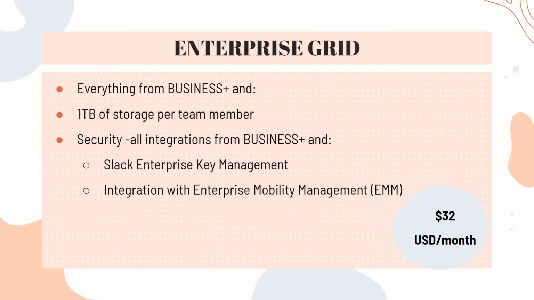And lastly, we have the Enterprise Grade plan. So you have everything from Business Plus, and each member of your team has 1 terabyte of storage. Additionally, for security, you have all integrations from Business Plus, and you also have Slack Enterprise Key Management, as well as the integration with Enterprise Mobility Management. And the pricing for this is $32 per month.